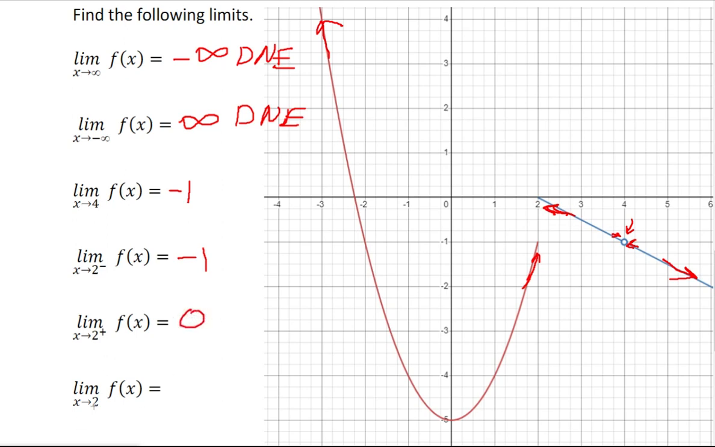And last one here, this says, what is the limit as x approaches 2 from both sides? No little plus or minus. So I'm trying to get to 2 from both sides. And I think you'll agree that I'm not approaching a single value there. Right? I'm approaching 2 different values. So this is another case where the limit does not exist.